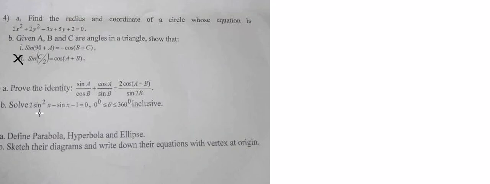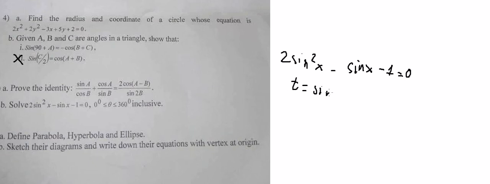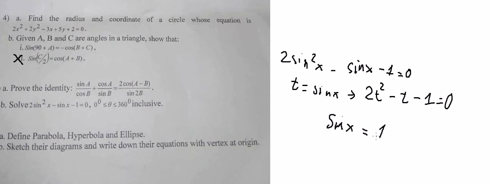The next one, find the solution. We have 2 sine x squared minus sine x minus 1. So we change t equal to sine x. So you got 2 t squared minus t minus 1 equal to number 0 in here. So we got sine x equal to number 1 and sine x equal to negative 1 over 2.